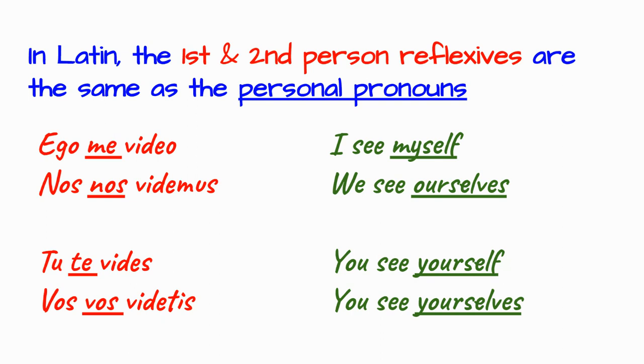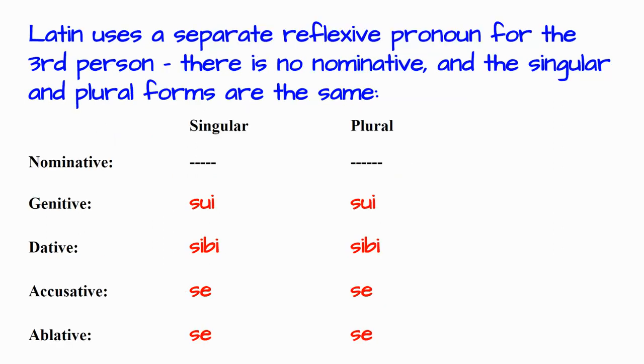Now, third person, that's where we have a separate pronoun. Latin does use a separate reflexive pronoun for the third person only. The good news is there's no nominative, which we'll talk about the reason for in a minute. And the singular and plural forms are the same, which means you only have four forms you need to remember here, which is nice, isn't it?